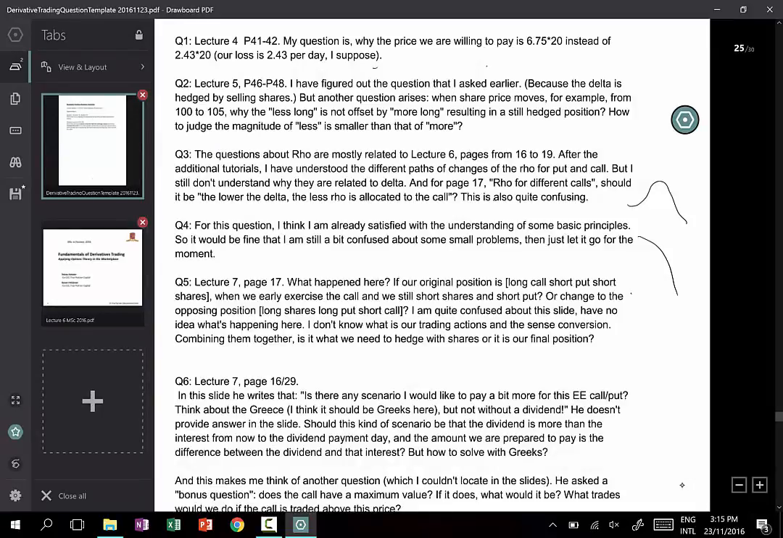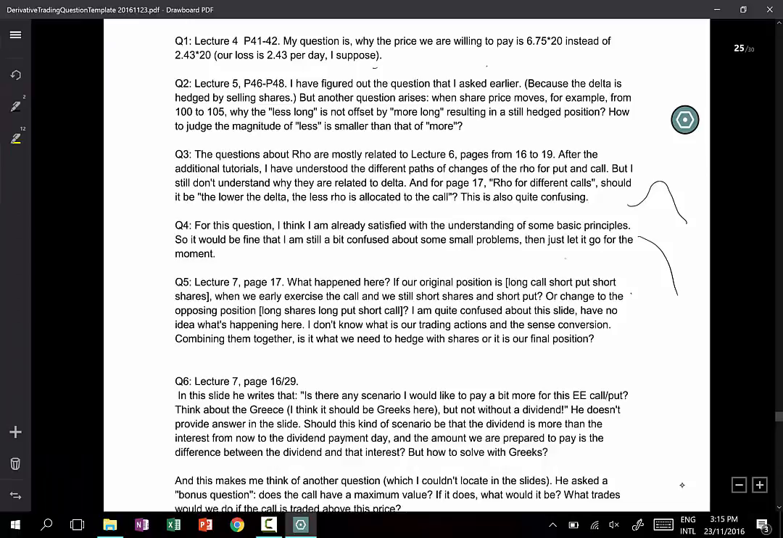And then question 4, for this question, I think I'm satisfied with understanding basic principles. Question 5. So lecture 7. So question 5 here on page 25.